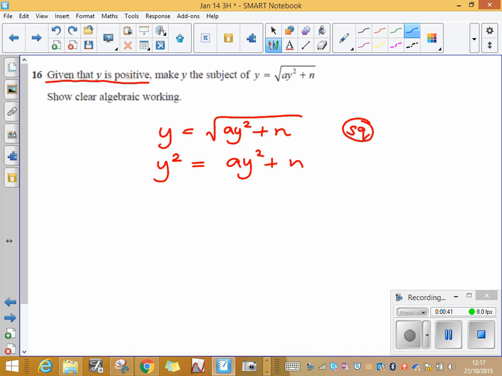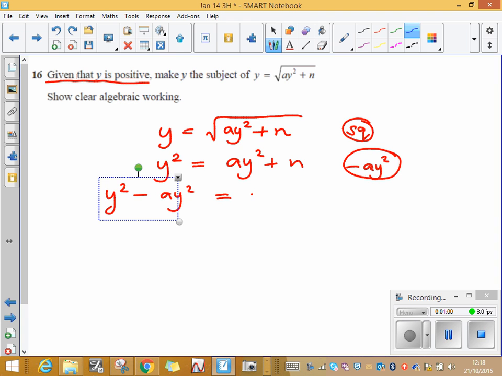Now, the secret here is to collect the terms which contain y on one side of the equation. So what I'm going to do is leave this y squared where it is, and subtract ay squared from both sides. So the left hand side now becomes y squared minus ay squared is equal to n.